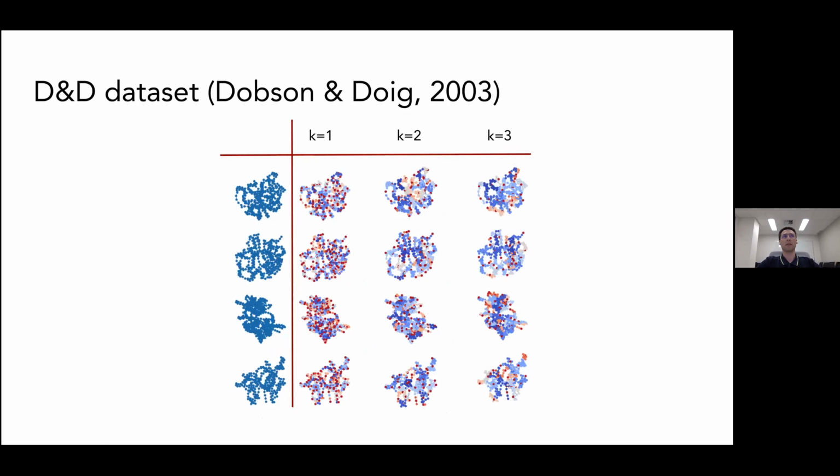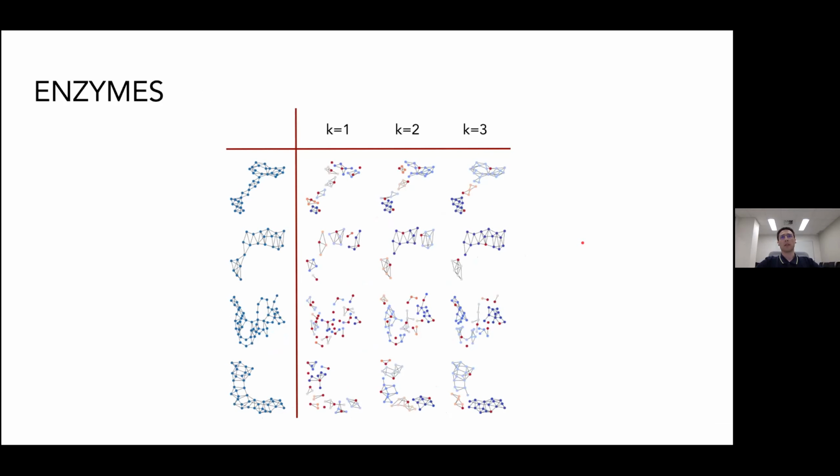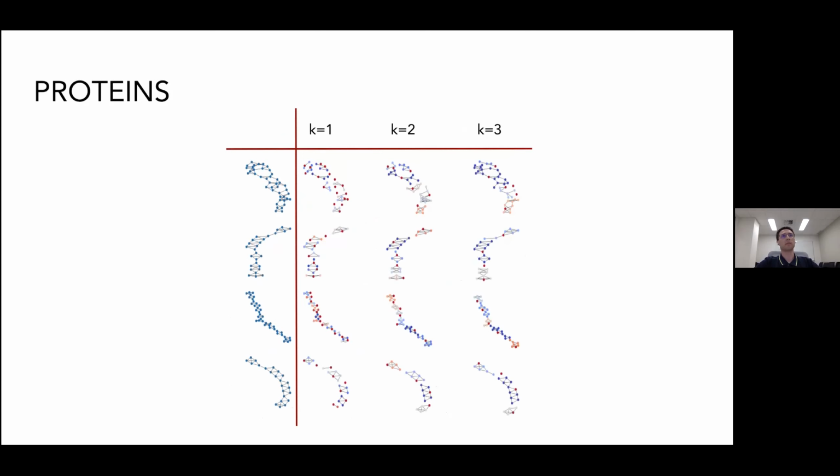It's a little bit different for the D&D data set of proteins, that have a lot larger diameter. The same goes, or similarly goes for other protein data sets, such as enzymes and proteins, which have the same domain of graphs, just different prediction tasks.